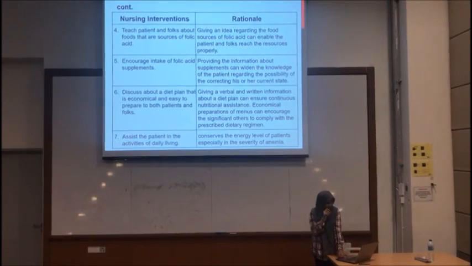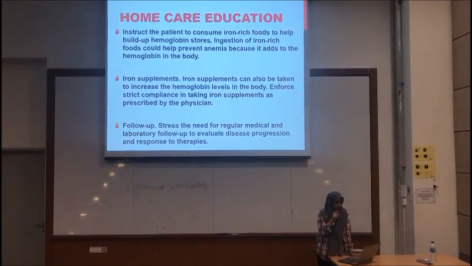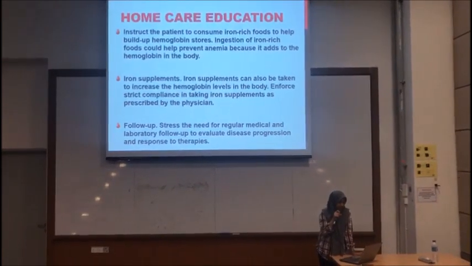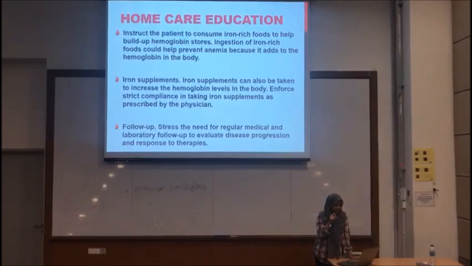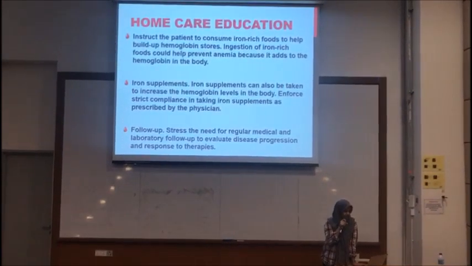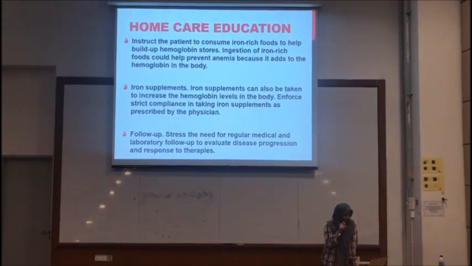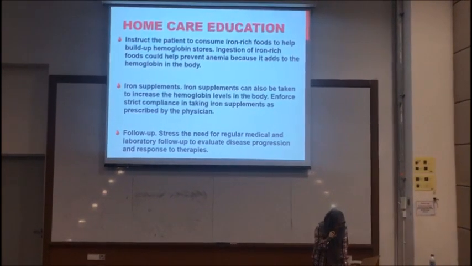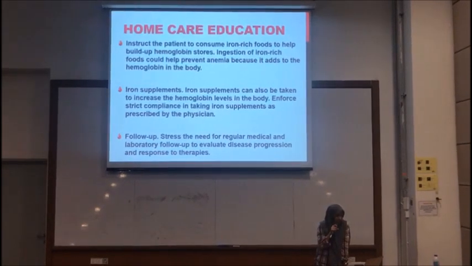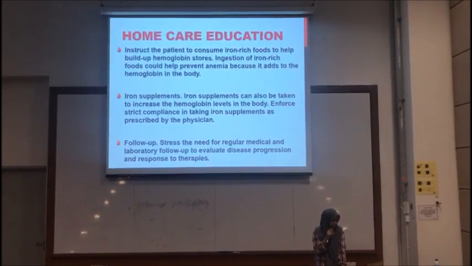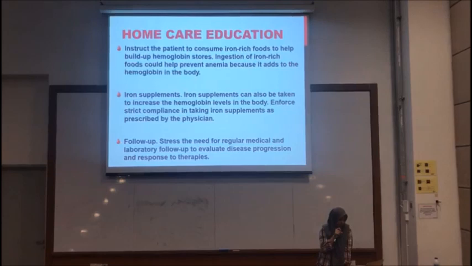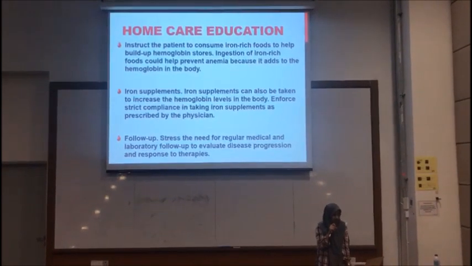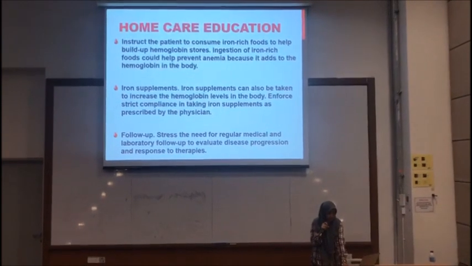The next one is assist the patient in the activity to consume of daily iron-rich food to help build up hemoglobin store. Ingestion of iron-rich food could help prevent anemia because it adds to the hemoglobin in the body. Iron supplement can also be taken to increase the hemoglobin level in the body. Enforce strict compliance in taking iron supplement as prescribed by physician. Follow-up: stress the need for regular medical and laboratory follow-up to evaluate disease progression and respond to therapies.